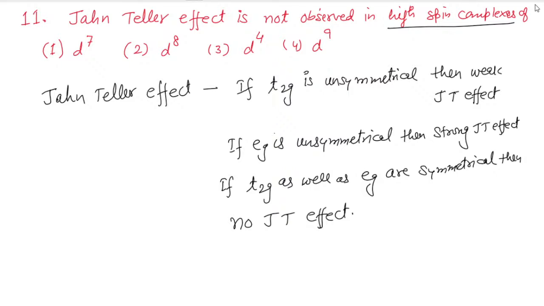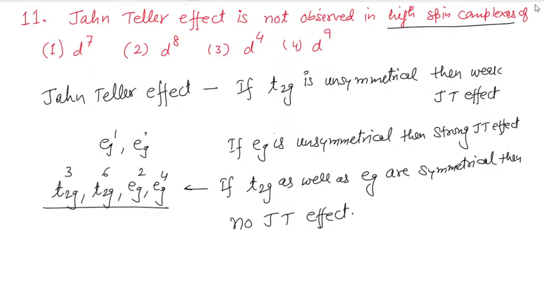Symmetrical means either T2G3 or T2G6, EG2, EG4. They are symmetrical, except that all other are unsymmetrical. That means EG1, EG3, they are unsymmetrical. T2G1, T2G2, T2G4, T2G5, they are unsymmetrical.